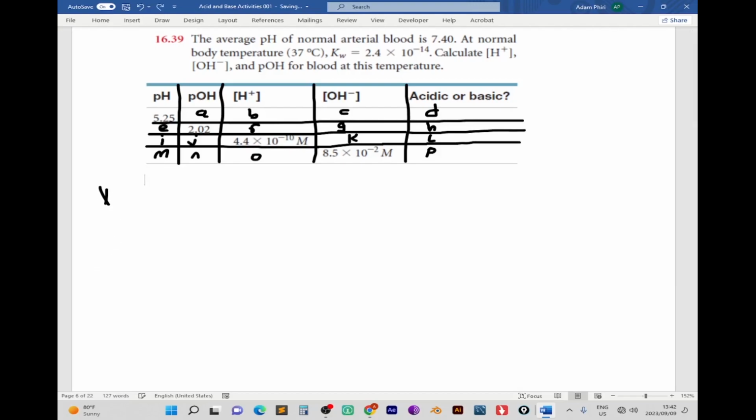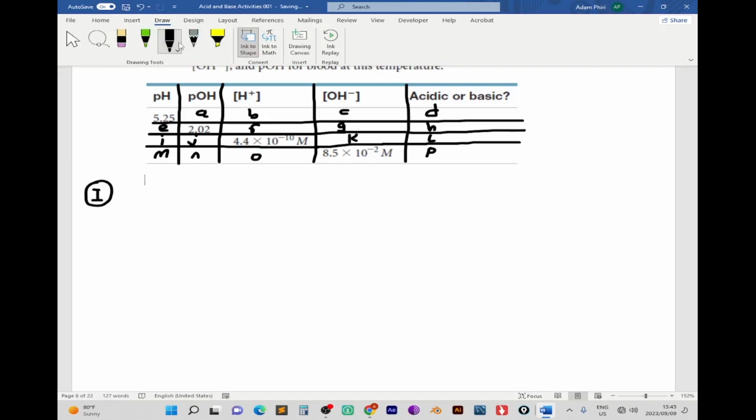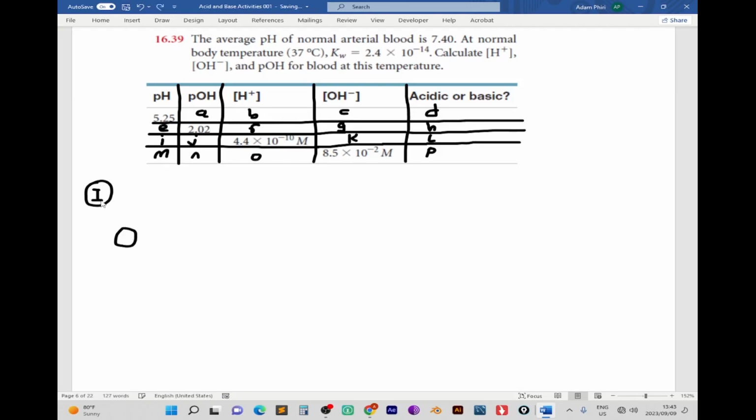So we start with the first row. In the first row, we're given the pH, which is 5.25. So we can go straight to D, since the pH is 5.25. That means our value for D is acidic. So pH is 5.25, and D is acidic. You put that value there and fill it in.